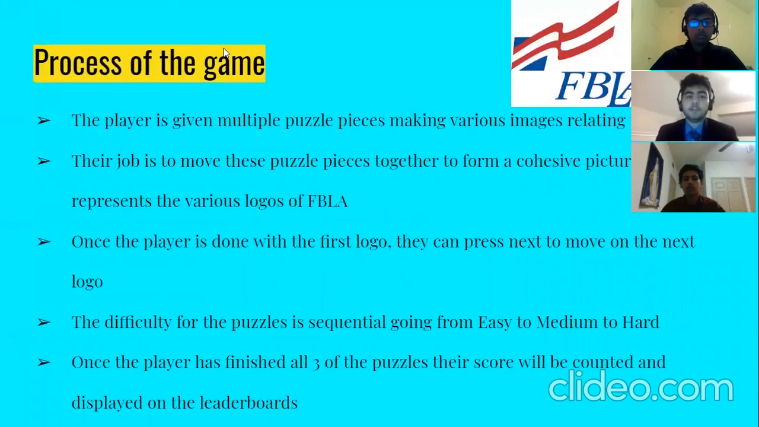Process of the game. The player is given multiple puzzle pieces making various images relating to FBLA. Their job is to move these puzzle pieces together to form a cohesive picture that represents the various logos of FBLA. Once the player is done with the first logo, they can press next to move on to the next logo. The difficulty for the puzzles is sequential, going from easy to medium to hard. Once the player has finished all three of these puzzles, their score will be counted and displayed on the leaderboards.